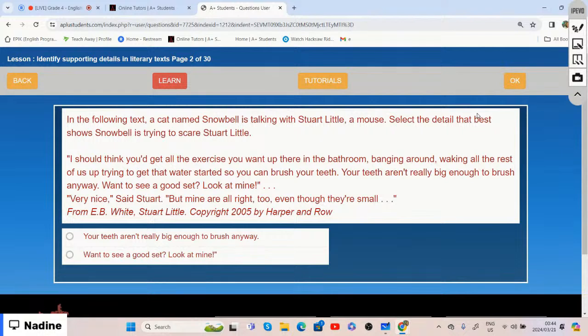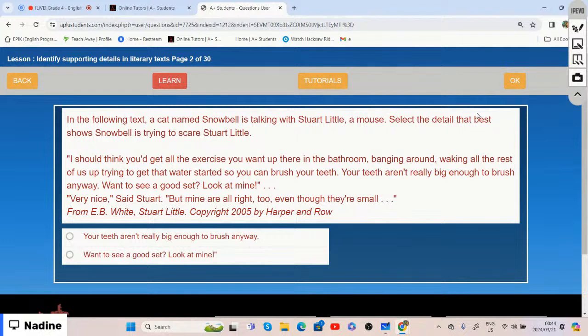I should think you'd get all the exercise you want up there in the bathroom, banging around, waking all the rest of us up trying to get that water started so you can brush your teeth. Your teeth aren't really big enough to brush anyway. Want to see a good set? Look at mine. Very nice, said Stuart Little, but mine are all right too, even though they are small.